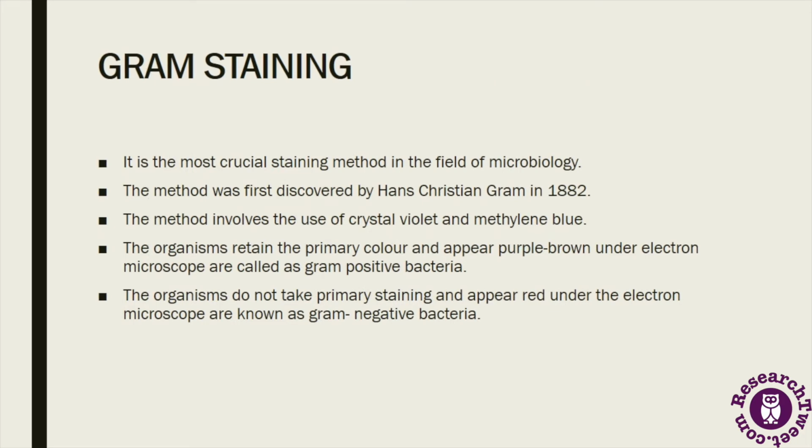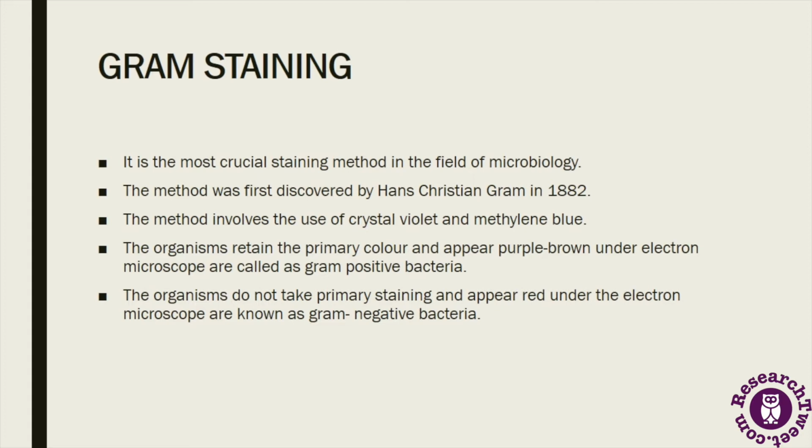So let's discuss the gram staining method and understand some basic facts about it. This is the most crucial staining method used in the field of microbiology to differentiate between different species of bacteria. This method was first discovered by Hans Christian Gram in 1882, and the method was named after him as the gram staining method. Bacteria are called gram-positive and gram-negative according to the color seen under the microscope.